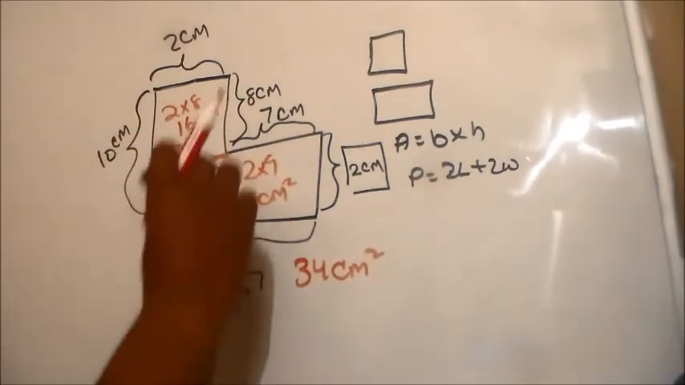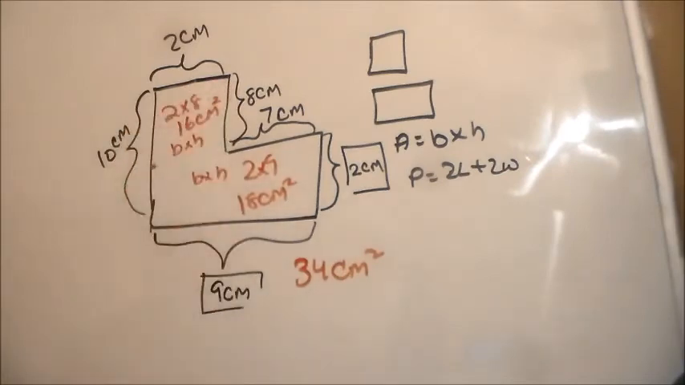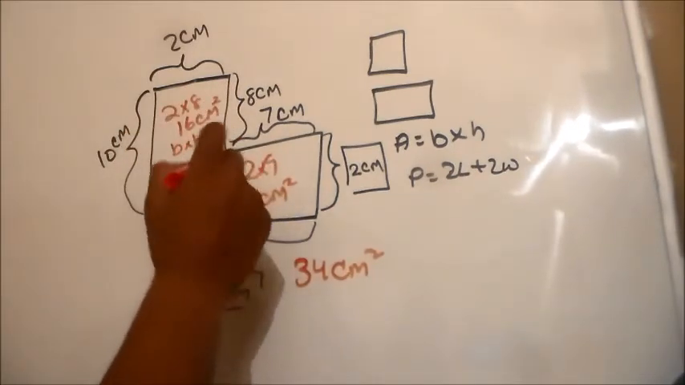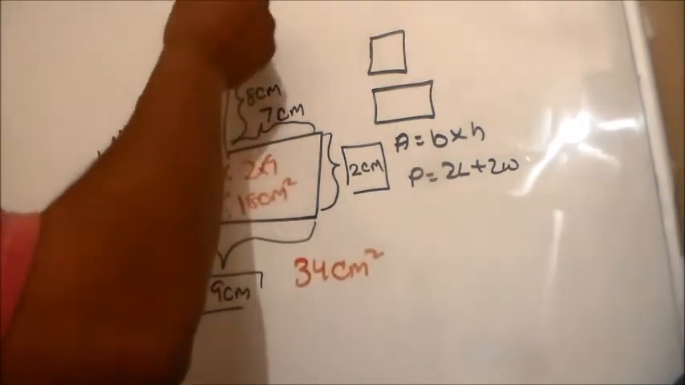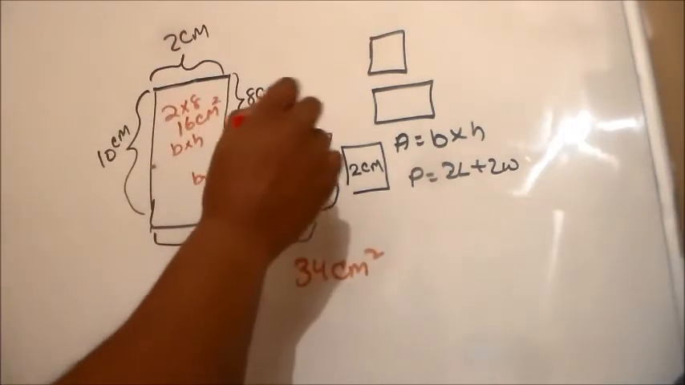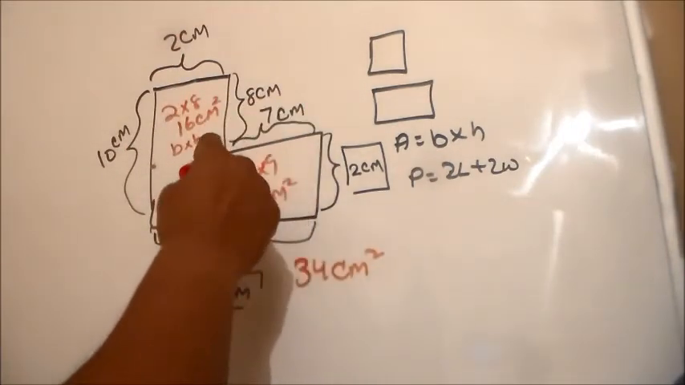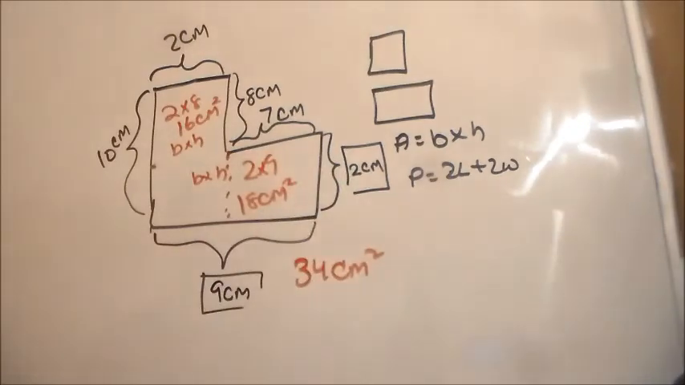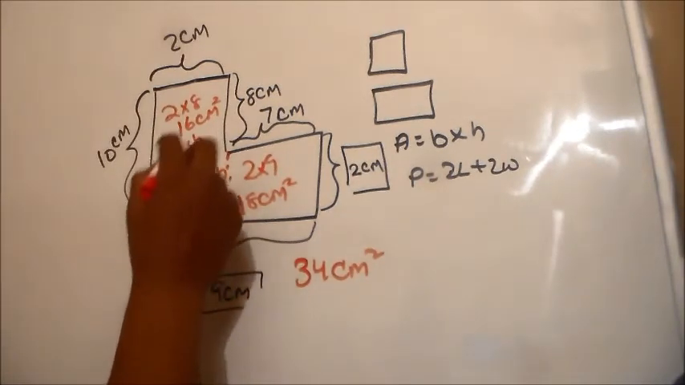You didn't even have to do that. I could have taken the line and just drawn here, and then taken 10 times 2, and then 7 times 2, and come up with the same 34 square centimeters in total. Let's do it and see what we come up with.